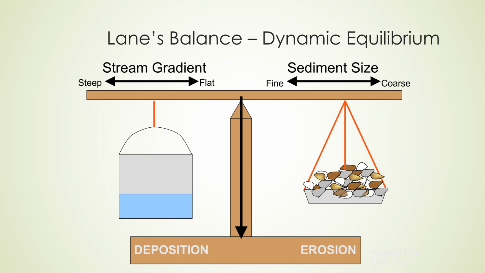The gradient or slope is up on the upper left of the arm of the balance and can be adjusted steeper or flatter. The sediment is in the cup or on the balance on the right, and the quantity of sediment can be adjusted there, more or less quantity of sediment, and the size of sediment can be adjusted up on the top of the balance arm on the right, from coarse to fine.